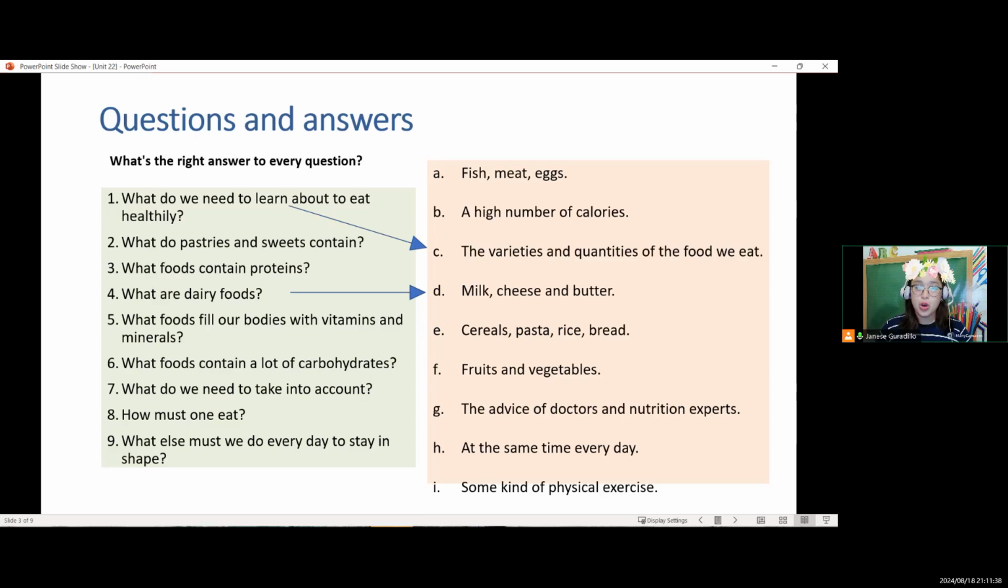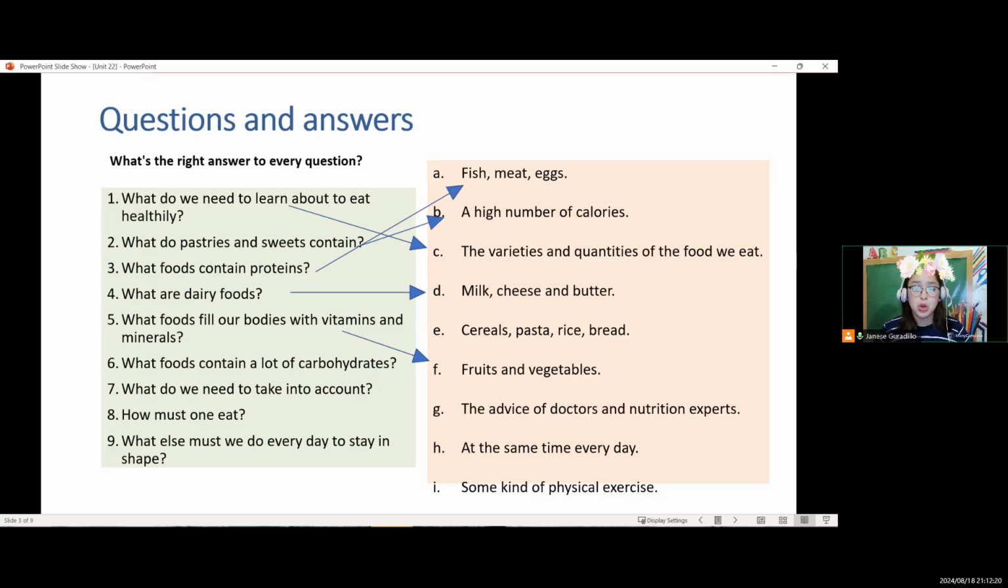Now, number two, what do pastries and sweets contain? Yes, a high number of calories. Number three, what foods contain proteins? Yes, the fish, meat, and eggs. Number five, what foods fill our bodies with vitamins and minerals? Yes, the fruits and vegetables.